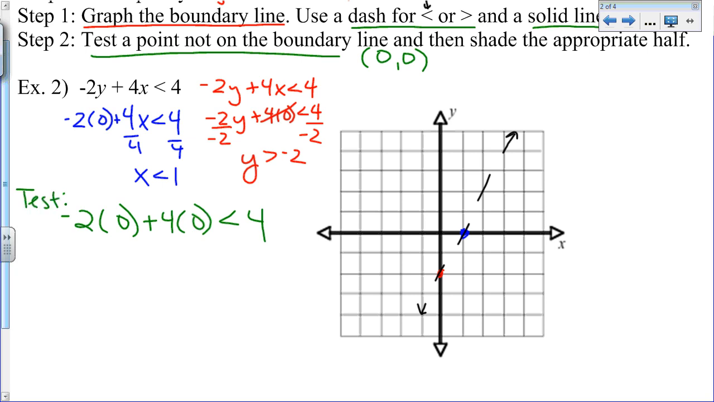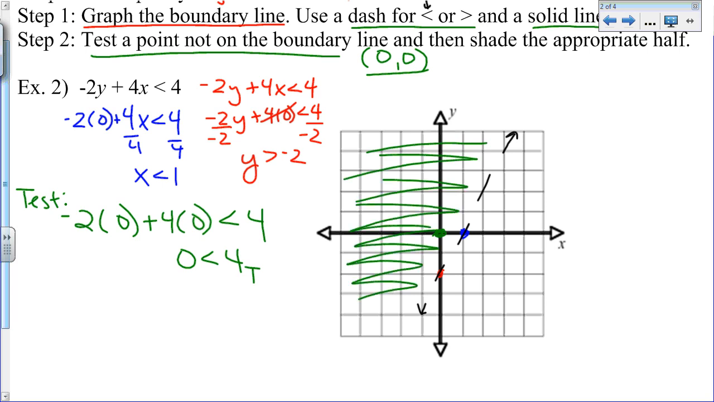All right? When we take a look at that, the reason we test 0, 0 is so that this whole side simplifies down to 0. 0 is less than 4 is true, which means this point 0, 0 is true. So that means that entire side of the line is true. So we're going to shade the side of the line that contains 0, 0.